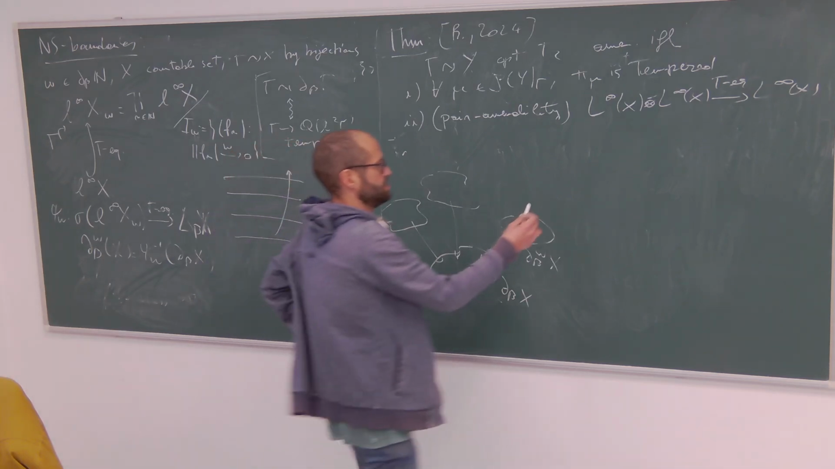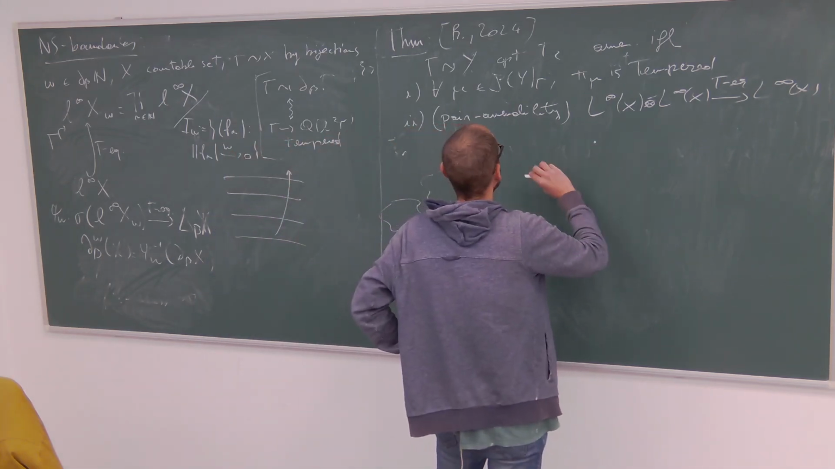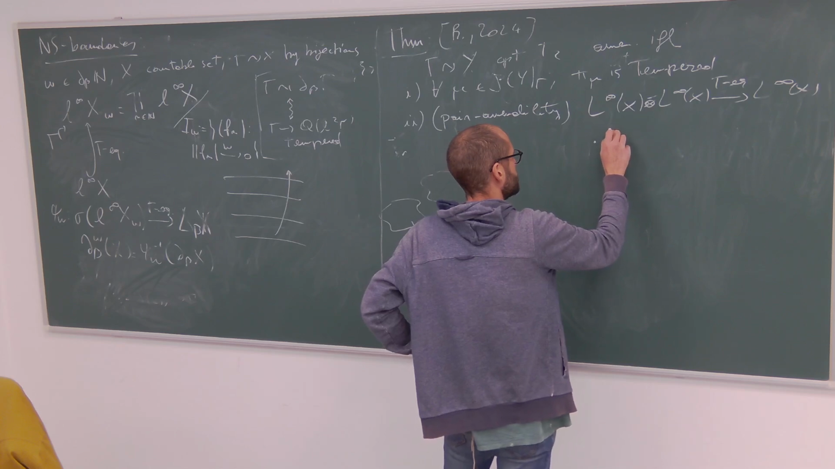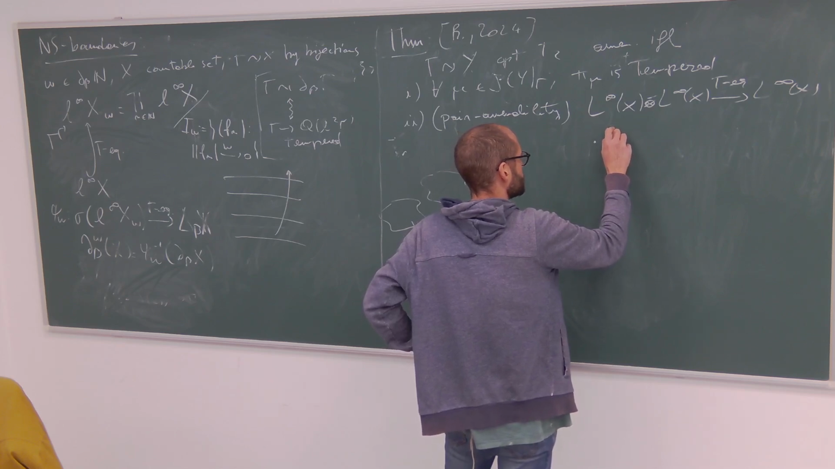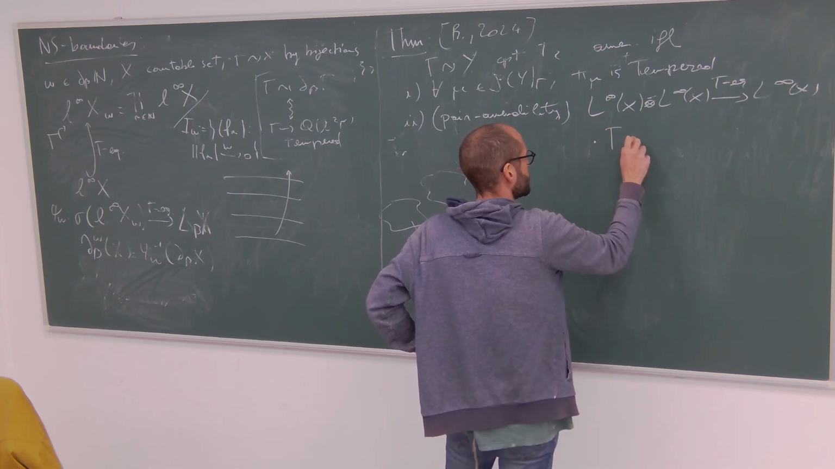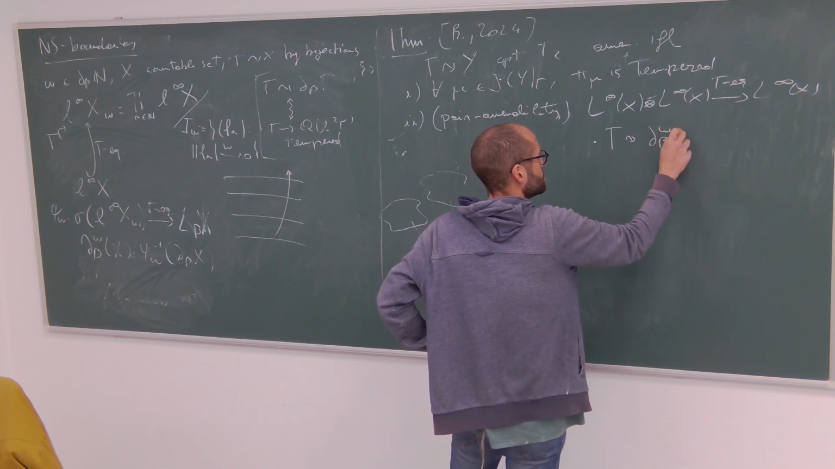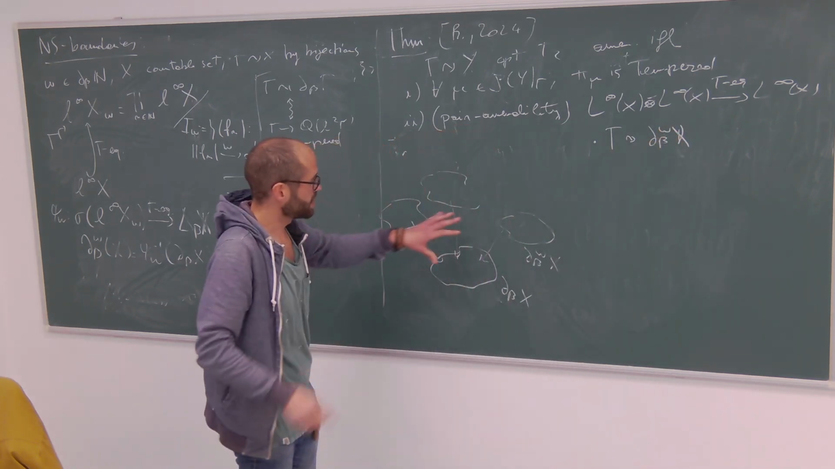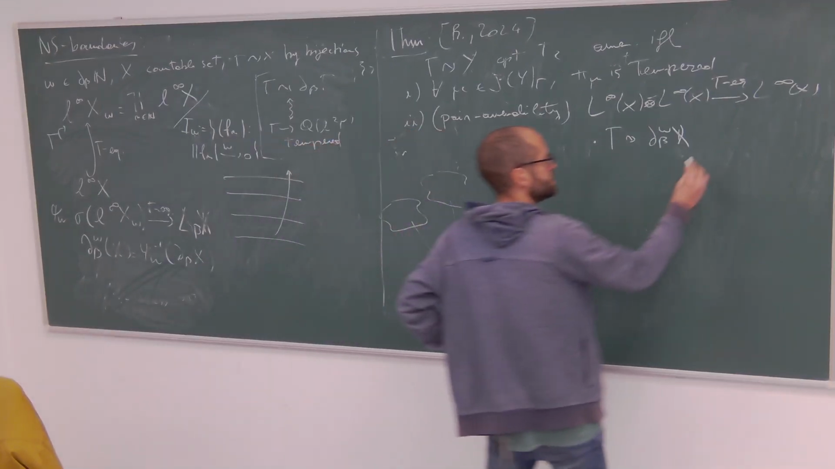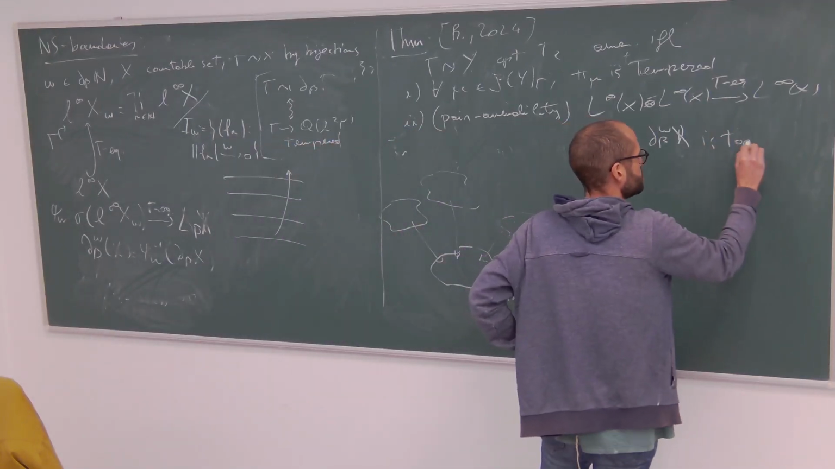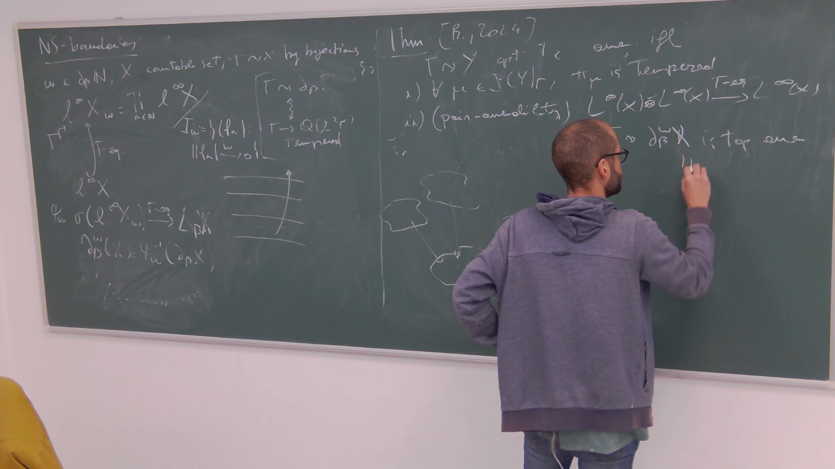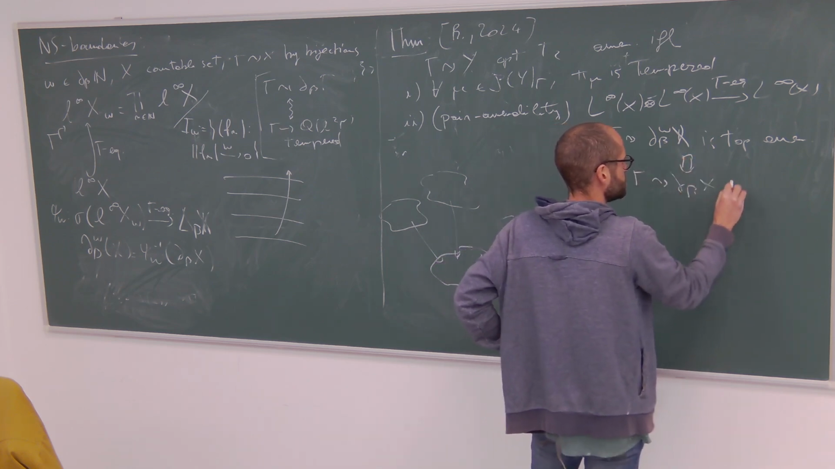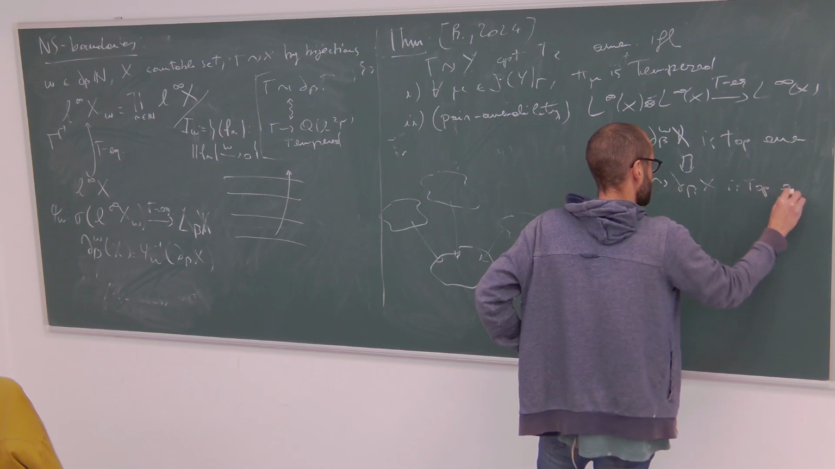Okay, and now what is topological amenability here? The point is that the action of gamma, we choose one of these particular extensions. We looked at this. This is topologically amenable if and only if the action of gamma on the Stone-Čech boundary is topologically amenable.